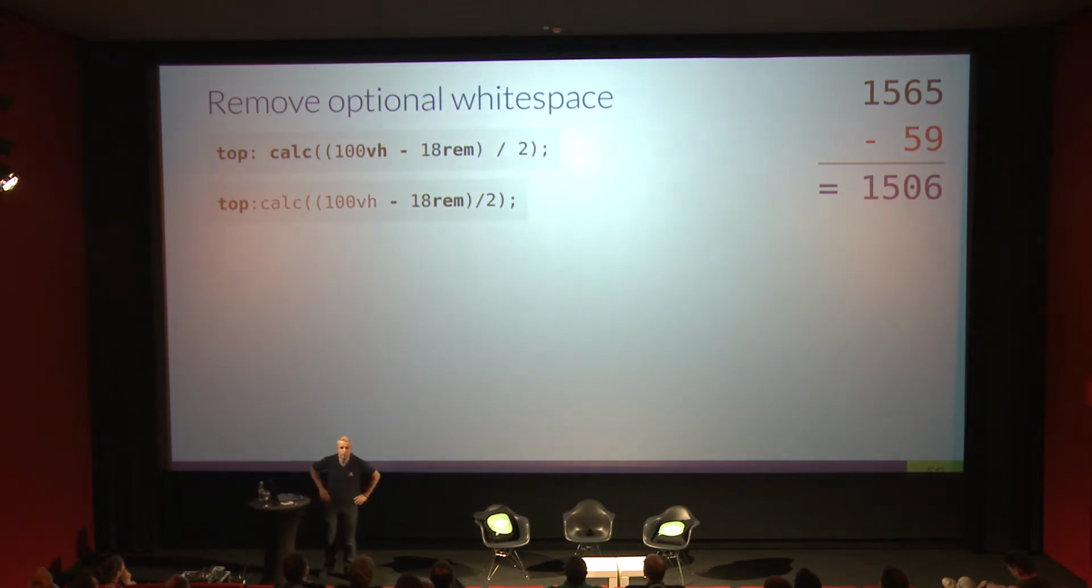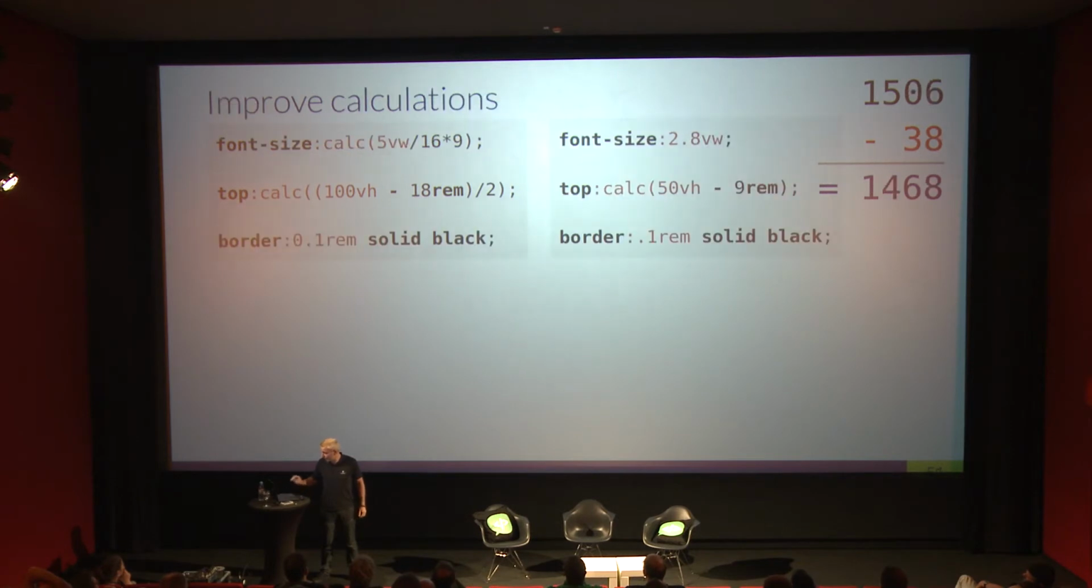We can remove optional whitespace. Most whitespace in CSS is optional, but not all. If you do a calculation and have a minus operator within, CSS needs the space around this minus operator. We can remove the white space around the division mark, but we cannot around the minus. Removing all optional white space saves us 59 bytes.